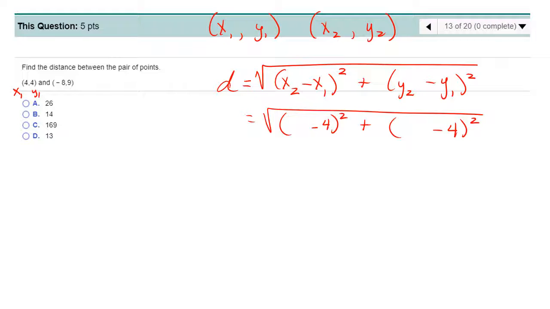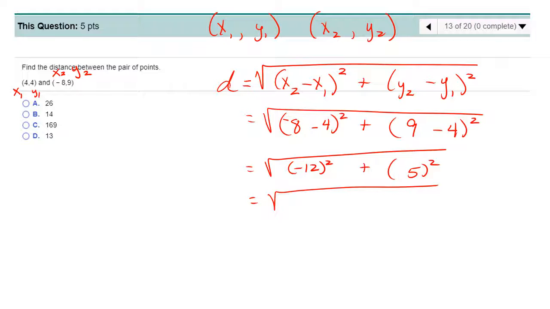Then I would label the second ordered pair as x2, y2. So my negative 8 is going to be the x2, and my positive 9 is going to be the y2. Now I just simplify. Inside the first parenthesis, I get negative 12, which will come back and be squared. Inside the second parenthesis, I get 5, which will come back and be squared. The square of negative 12 is 144. The square of 5 is 25, which all of that gives me square root of 169, which is exactly 13. So my answer choice is D, 13.